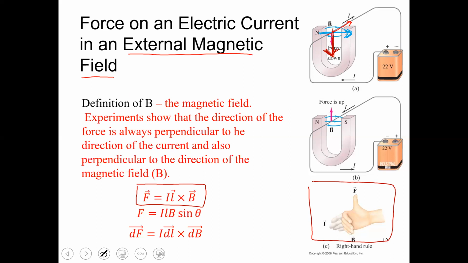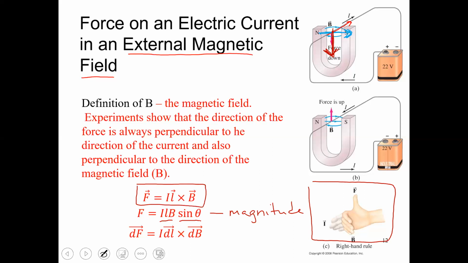Now, if we just want the magnitude of the force, we should know from our experience with cross products with other things that we can just take the magnitude of the current, the length of the wire that's in that magnetic field, the magnitude of the magnetic field, and the sine of the angle between the current and the magnetic field.